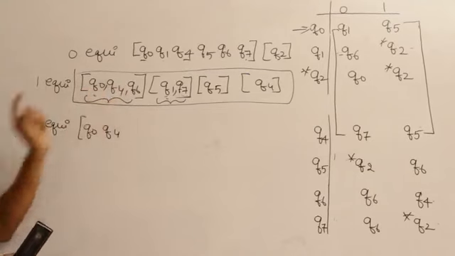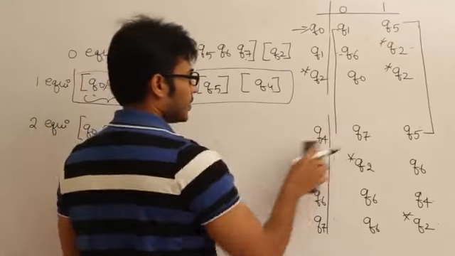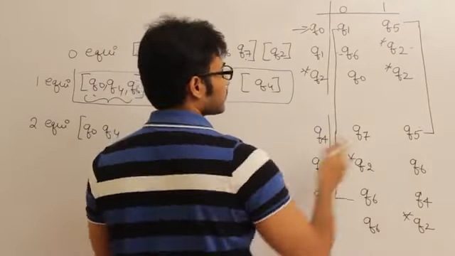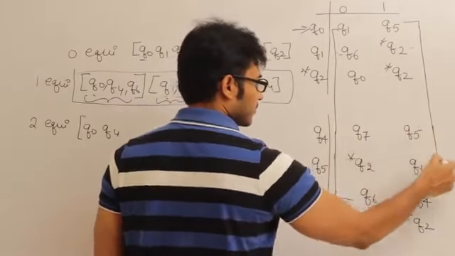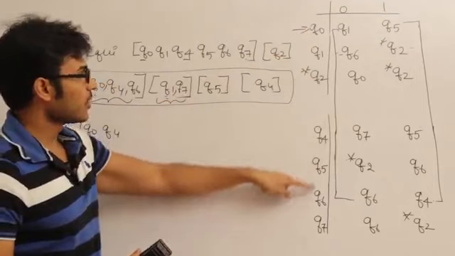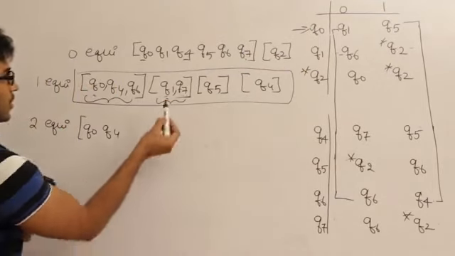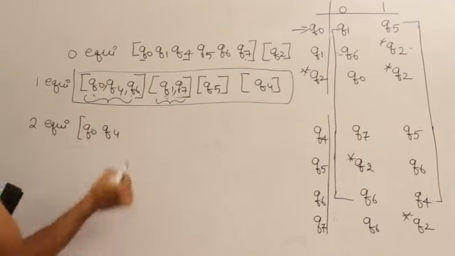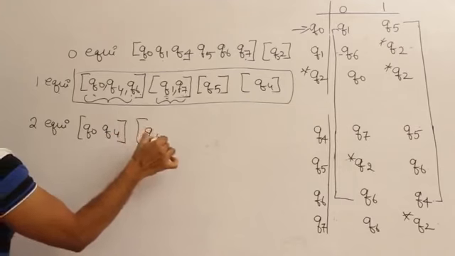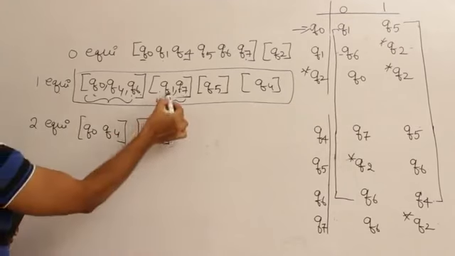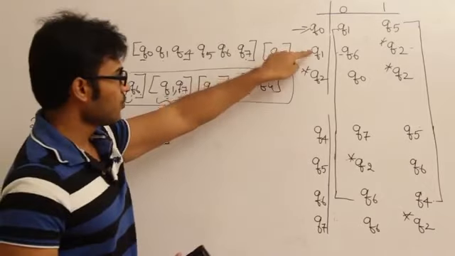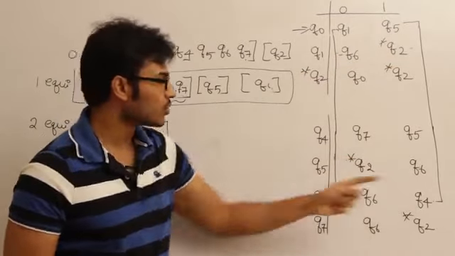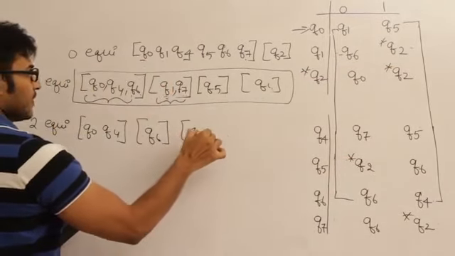Now let us see Q0 and Q6. Q0 and Q6 are going to Q1 and Q6. So Q1 and Q6, obviously they are from different groups in one equivalent, therefore Q6 has to go out. Now let us compare Q1 and Q7. If I compare Q1 and Q7, they are going to same state. See, Q6, Q6, Q2, Q2, so they can never be separated. They are always equivalent.